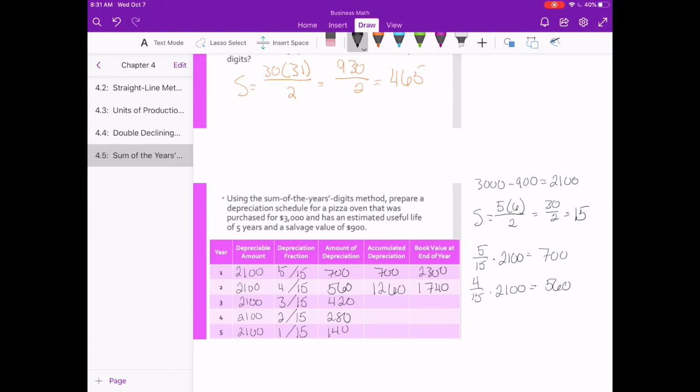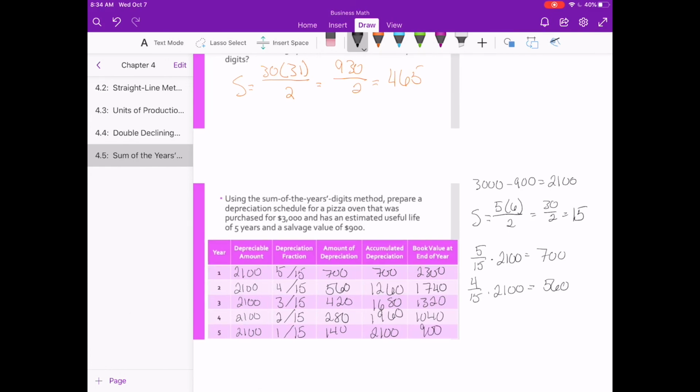So for accumulated depreciation, remember the 420 plus 1,260 gives us 1,680. And notice eventually at the end, our accumulated depreciation should be equal to our depreciable amount. And our book value is the same as our salvage value at the end. So let me finish putting this table together. In the end, we should have 900. Notice this number over here, this 2,100, should be the same number that pops up in that depreciable amount column.